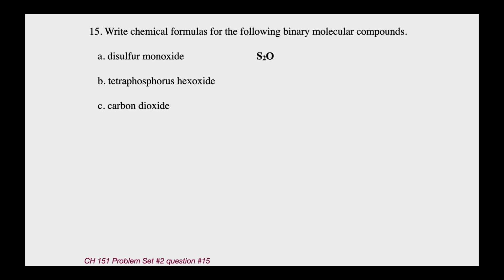The second one, tetra, is 4 for phosphorus. Hexoxide, which is like hexaoxide, but people usually kick out double vowels. Hex is 6, and oxygen, of course, is O. This should be P4O6. And then the last one, the most famous probably of all of these compounds, arguably, carbon is by itself, so 1C. Dioxide means 2 oxygens, CO2. So that's the formula for carbon dioxide.